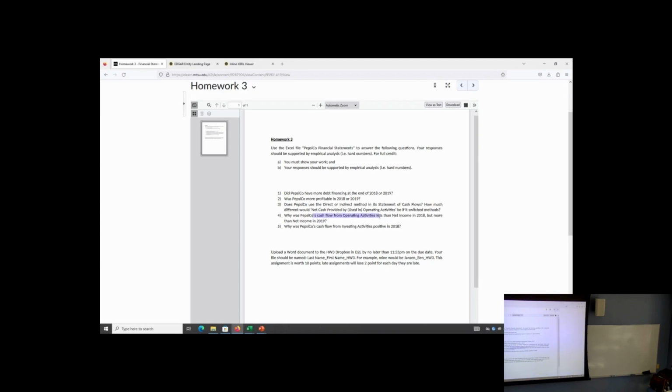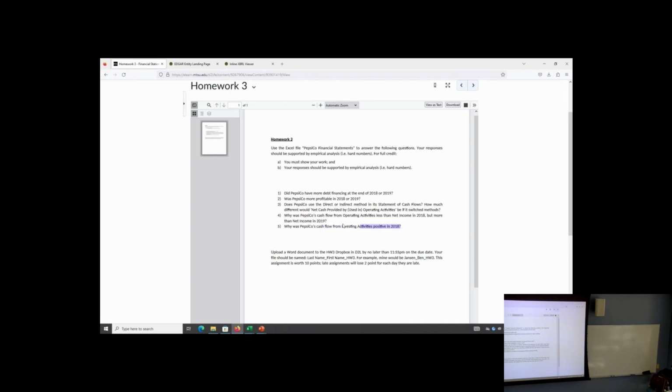All right, cash flow from operating activities less than net income. This is again just asking you to dive into looking at the combination of revenues and expenses. What did that mix result in over the change in time period?